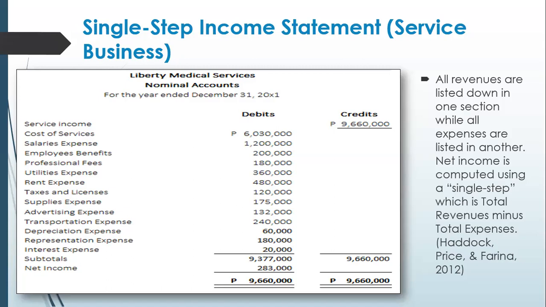So, eto na. Single step income statement. So, magpe-prepare na po tayo ng single step income statement for service business. So, kanina, yung pinresent natin, pang sole proprietor lang yun. Single step din lang siya. So, eto naman, mas i-elaborate lang natin, mas pag-aaralan natin ng bulit. So, all revenues are listed down in one section, while all expenses are listed in another. Net income is computed using a single step, which is total revenues minus total expenses.